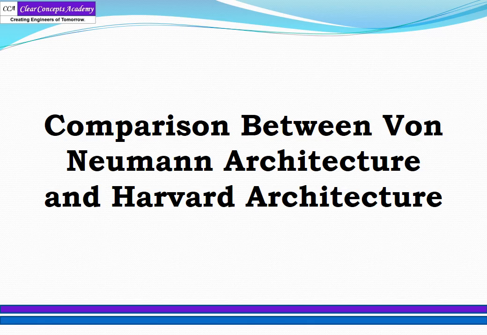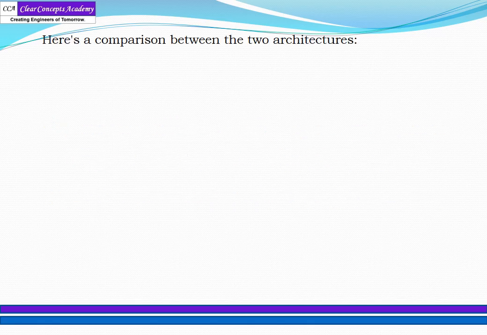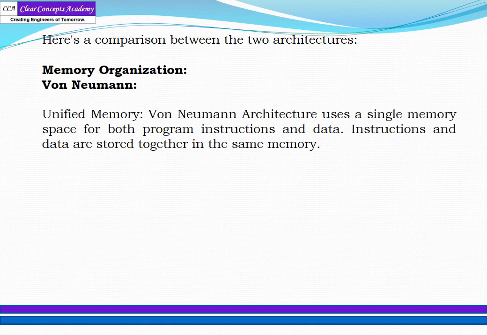Comparison between Von Neumann architecture and Harvard architecture. Here is the comparison between the two architectures. Memory organization. In Von Neumann architecture, unified memory. A Von Neumann architecture uses a single memory space for both program instructions and data. Instructions and data are stored together in the same memory location.